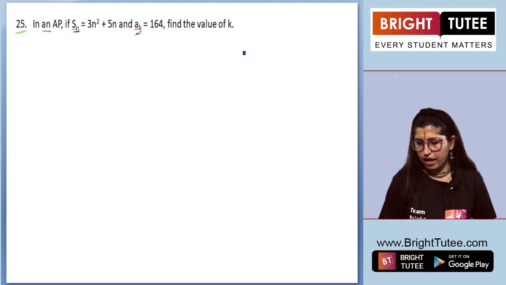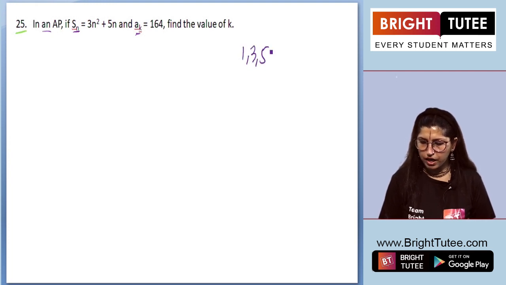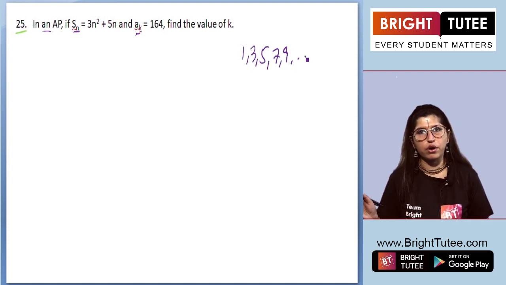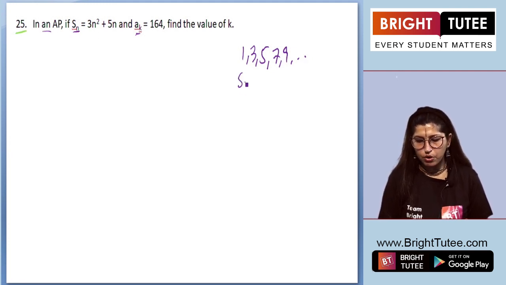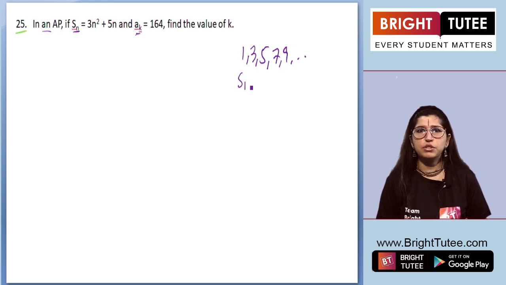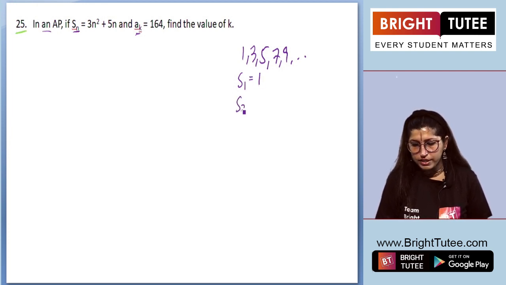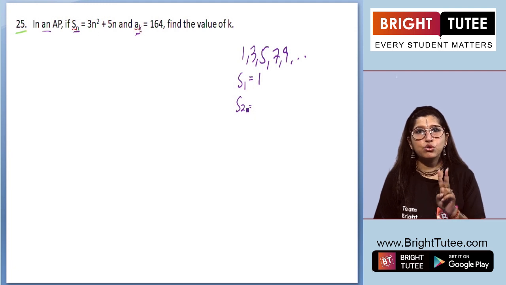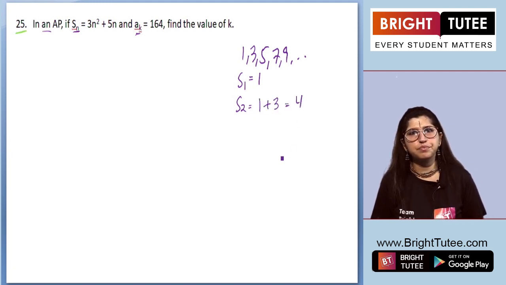Now let's say I have an AP like 1, 3, 5, 7, 9 and so on. Now A is 1 and D will be 2 over here. What if I am talking about S1? Sn is the sum to n terms. What is S1? Sum of one term, which is 1 only. What is S2? Sum of two terms, that means 1 plus 3, which is 4, isn't it?